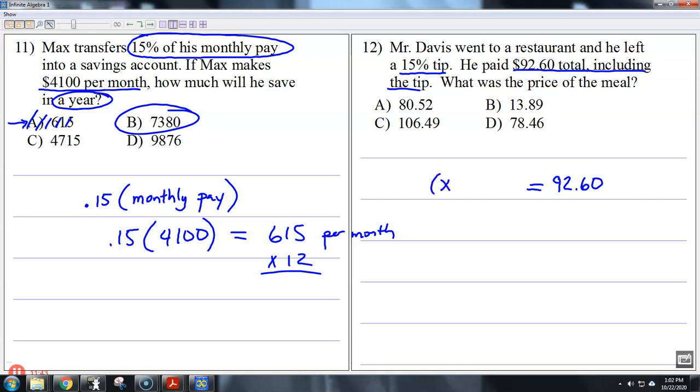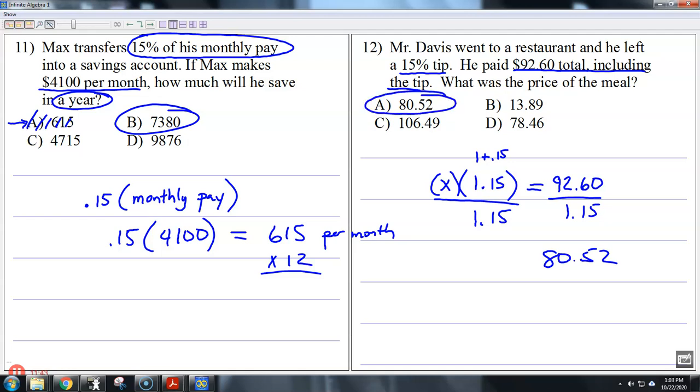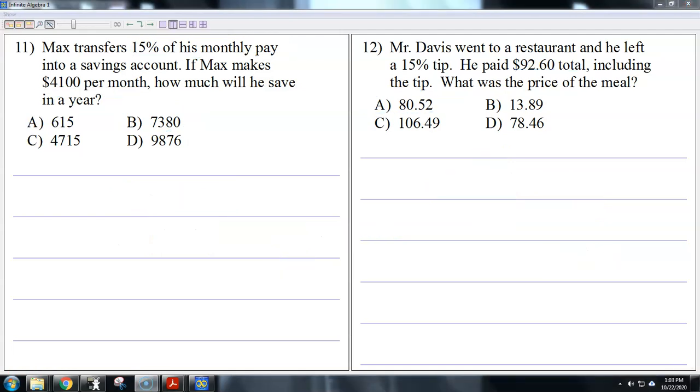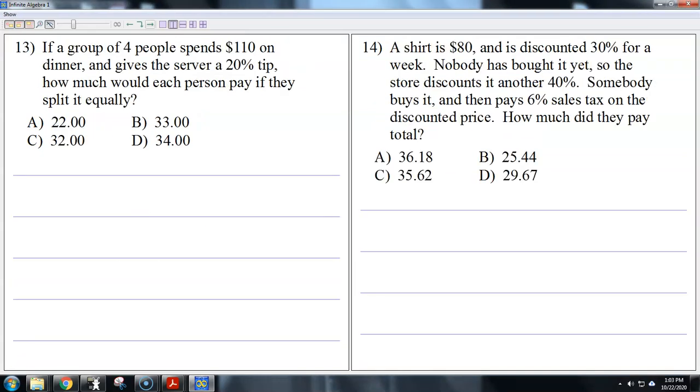We don't know the original price. You can call it P, you can call it X, call it whatever you want. But the tip is going to be 1 plus 15 because our bill increased because of that tip. And so we're just going to divide both sides by 1.15. 92.60 divided by 1.15 is, looks like 80.52. So original bill, $80.52.